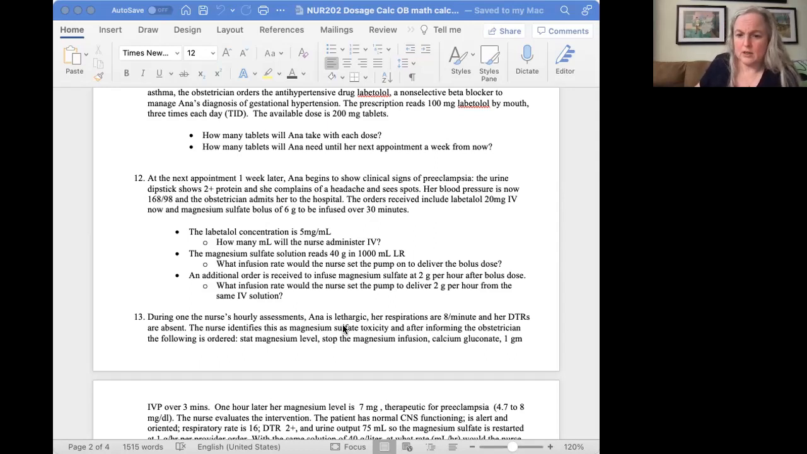So we're going to do milliliters. To get X mLs per hour, we're going to do the milliliters of solution over the number of grams in the bag times the number of grams ordered over the number of minutes to give, and then we're going to times 60 minutes in an hour.